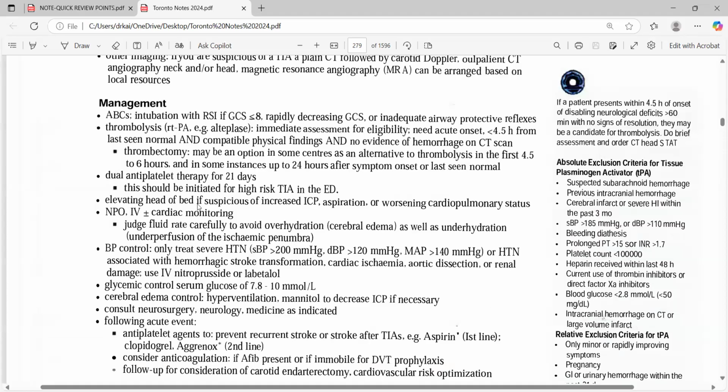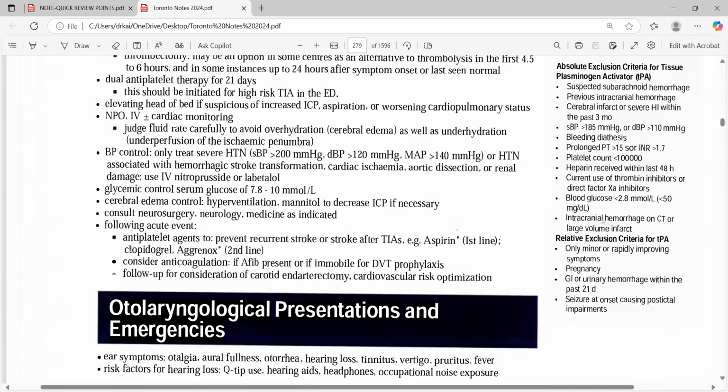So when you're talking about the treatment of stroke, do keep ICP in mind as well. You might have to write down the treatment for ICP, or they might ask you in the MCQs about the treatment of ICP, although they're giving you the treatment and the diagnosis of stroke. So elevating the head for the ICP, watching for aspiration or worsening cardiopulmonary status. Then NPO is important, IV plus cardiac monitoring, BP control, glycemic control, then cerebral edema control with hyperventilation and mannitol. Then consult neurosurgery, and then antiplatelet and consider anticoagulation, and follow for consideration of carotid endarterectomy.